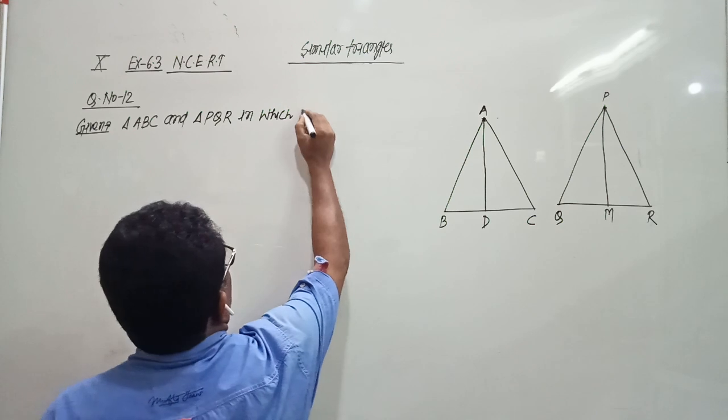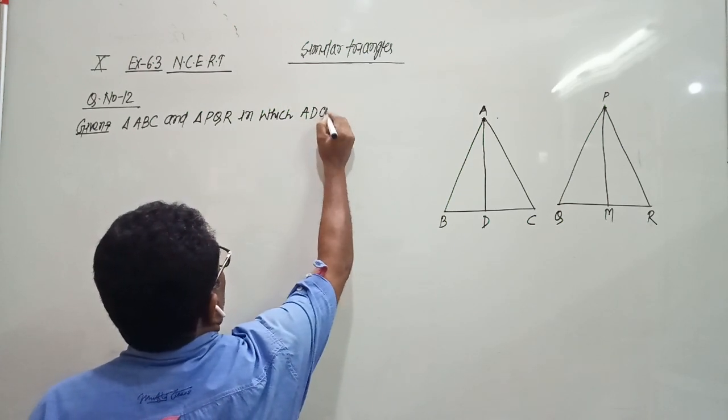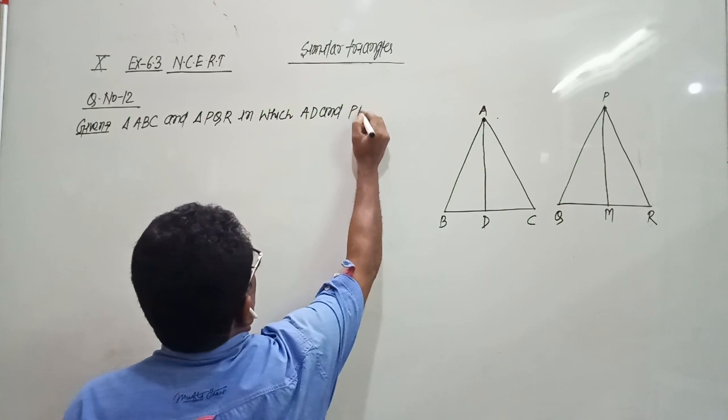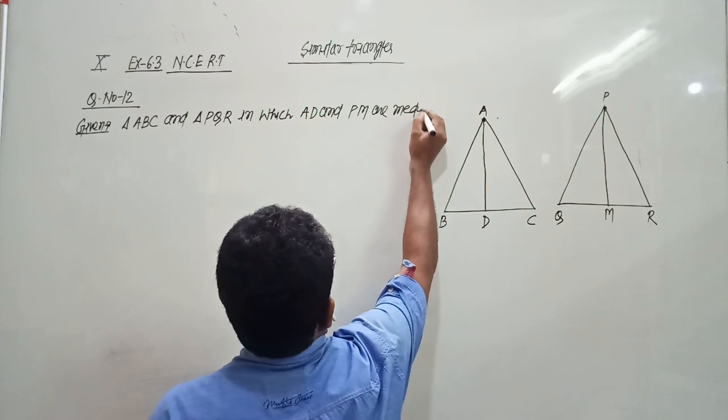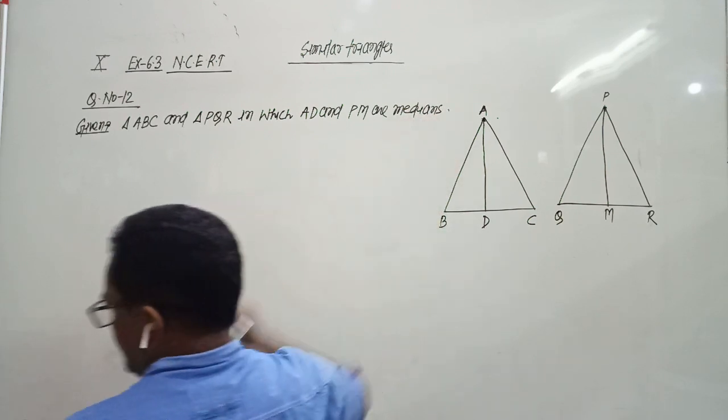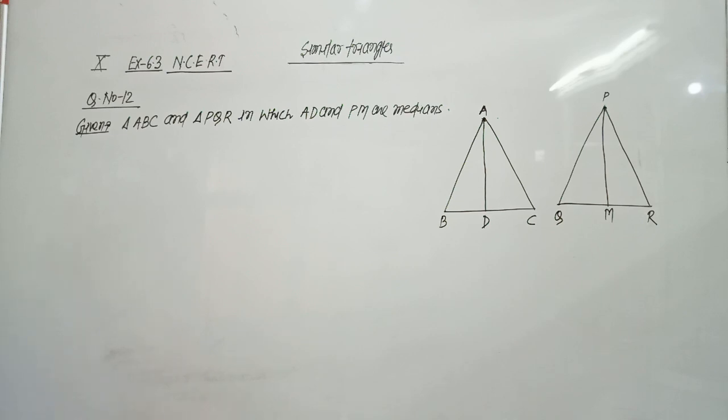So given two triangles ABC and PQR, in which AD and PM are medians. To show that triangle ABC is similar to triangle PQR.